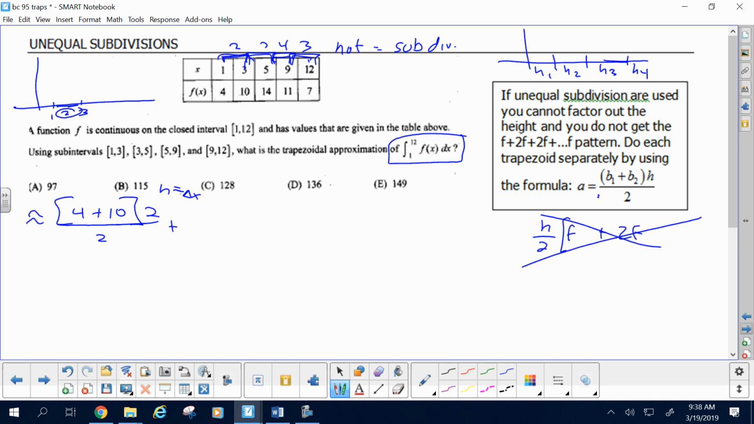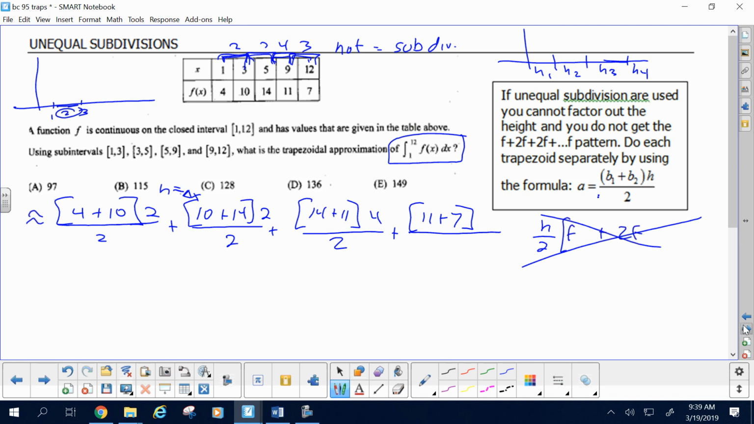Then we would add that to the second trapezoid. What are the bases, and what is the height for the second trapezoid? 10 plus 14 for the bases or the parallels, and the height is 2. The next trapezoid, what are the bases? 14 and 11 times height of 4 divided by 2. And the last trapezoid, what are the parallels or the bases? 11 and 7. You can see we're just using the table and going up each time. And the height, 3 divided by 2.